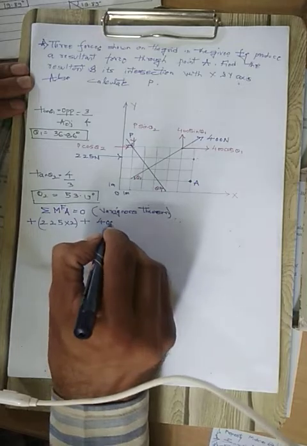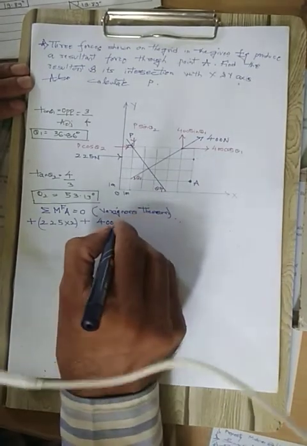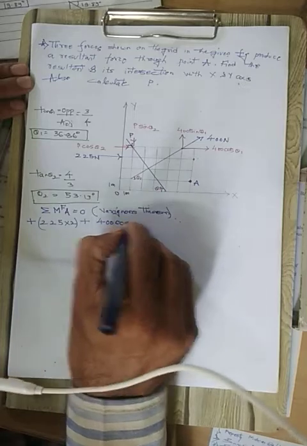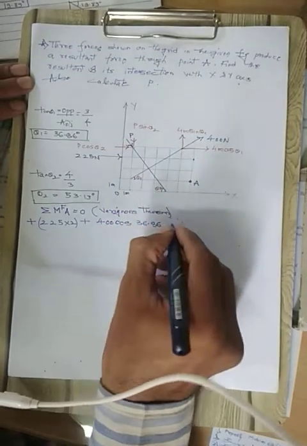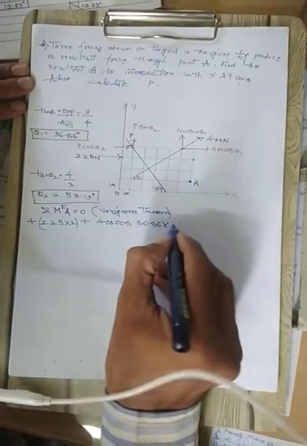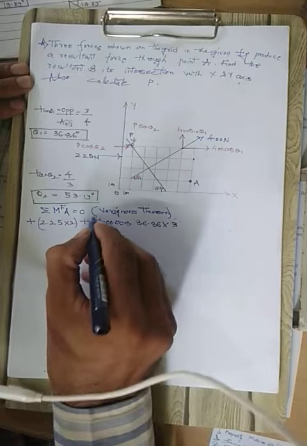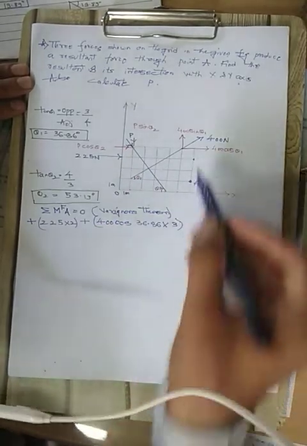400. Instead of cos of theta 1, we will write down the angle. Cos of theta 1, it is 36.86, multiplied by how many blocks are there? 1 2 3. 3 blocks are there. So multiplied by 3. Yes, it is clear.